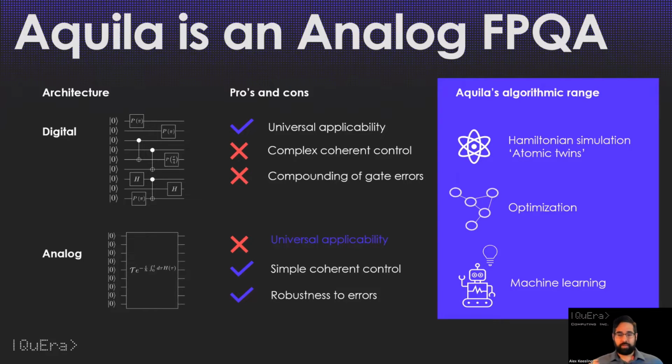There are several different applications for which you can use an analog quantum machine like ours. One of them is in solving problems that are quantum by nature, Hamiltonian simulation of atomic systems. There's more information in our recorded webinar from last week on this. Optimization, which we'll be talking about, and there are many others, including machine learning.